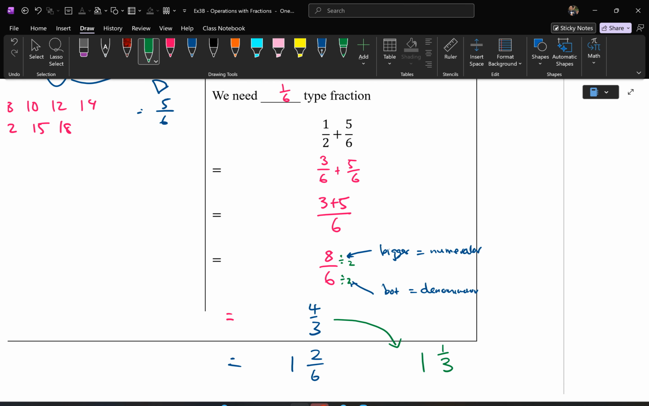Better than leaving it as 8/6. And if you convert it to mixed, you see you can still make the 2/6 smaller. 2/6 is technically 1/3. And that's what I mean. If you simplify it early, then you don't have to do that extra step. Then you can just move to the correct answer.